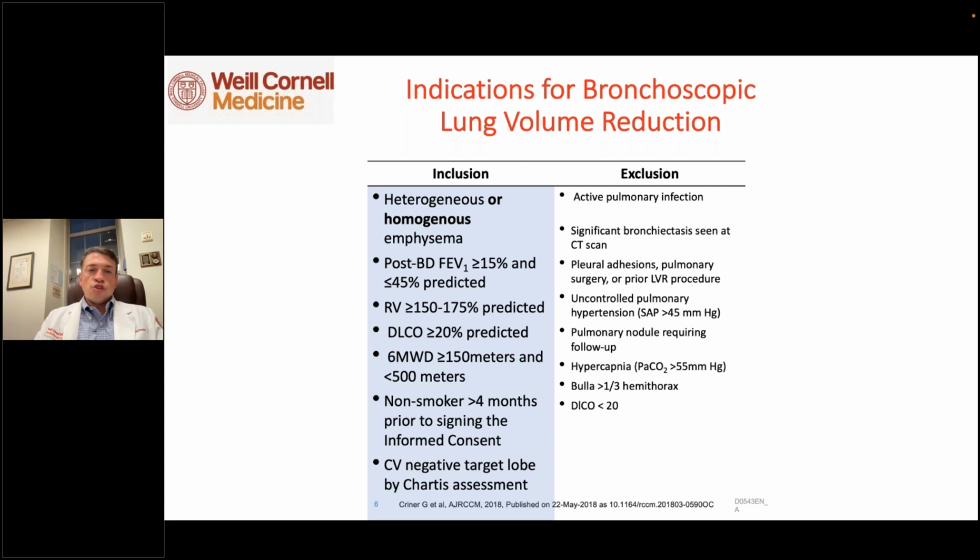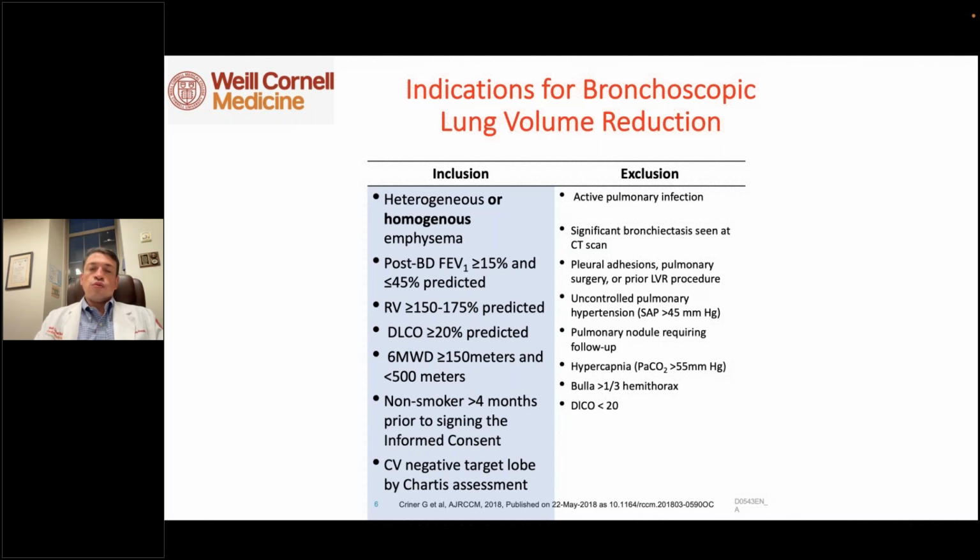FEV1 has to be under 45% predicted, but above 15% predicted. Residual volume, at least 150, but ideally 175% of predicted, has to be based off of body plethysmography. So if you don't have access to a body plethysmography, if you're using nitrogen or helium dilution technique, I usually say do not pay attention to the residual volume because it'll probably be lower than it really is.